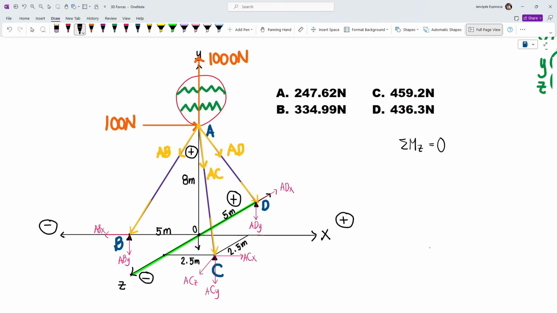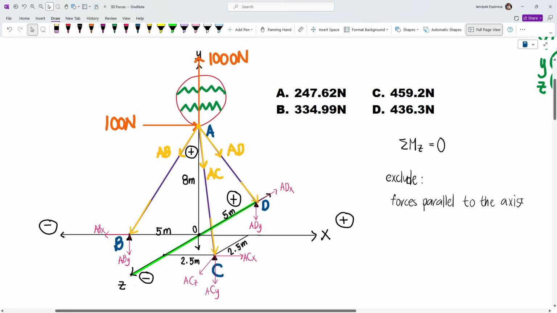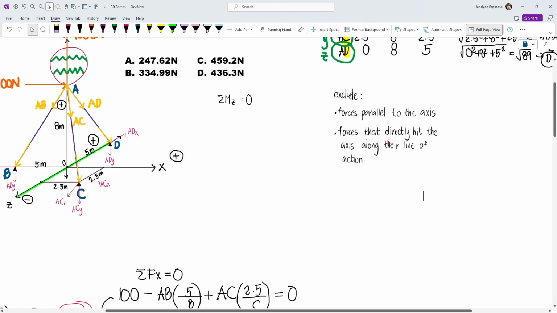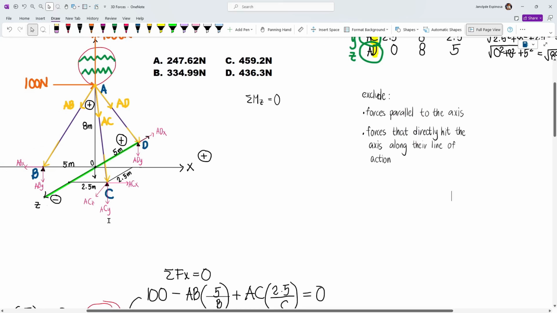Now, in taking moments for 3D systems, we need to exclude the following. We need to exclude forces parallel to the axis and also forces that directly hit the axis along their line of action. We always need to follow this rule. So taking moments about the Z-axis, we'll exclude ABX. Why? If we extend the line of action of ABX, it will hit our Z-axis. So that's why this will be excluded.